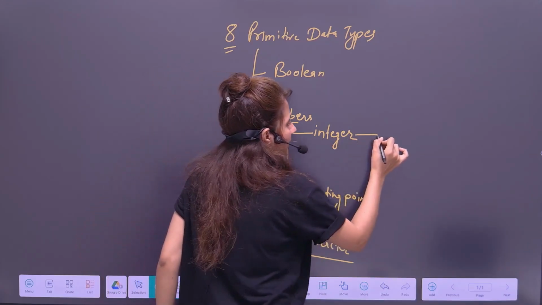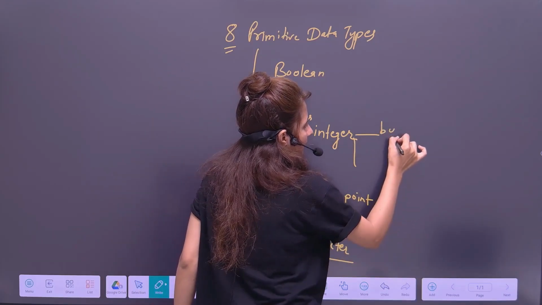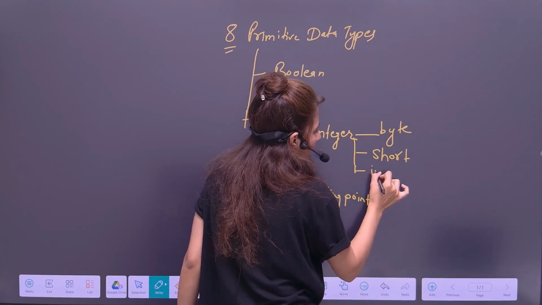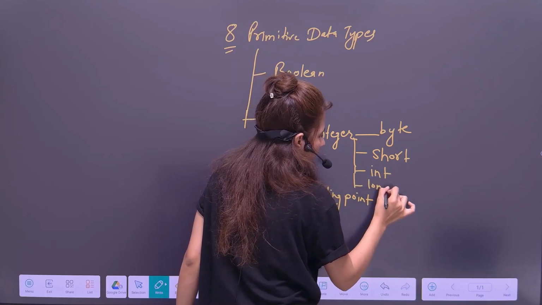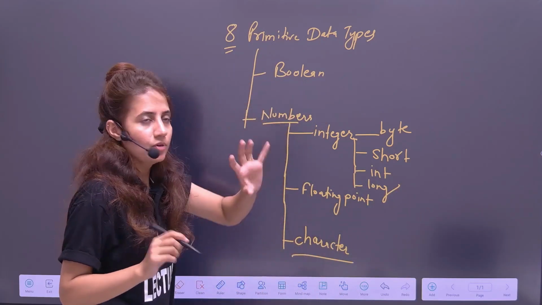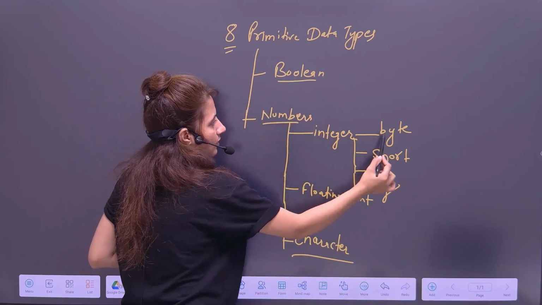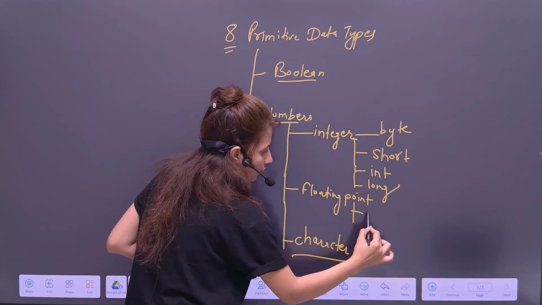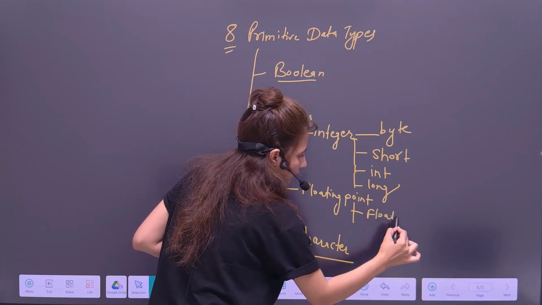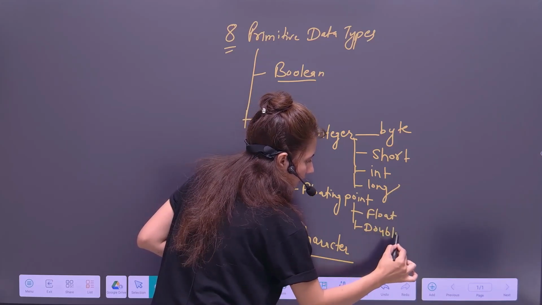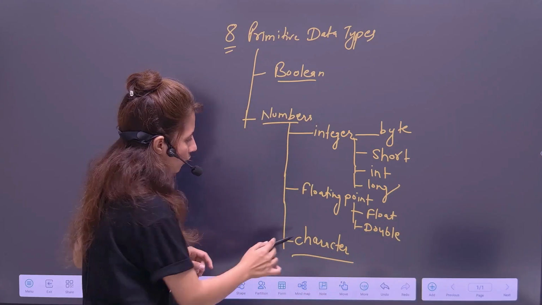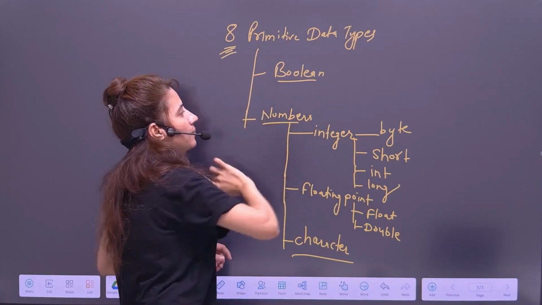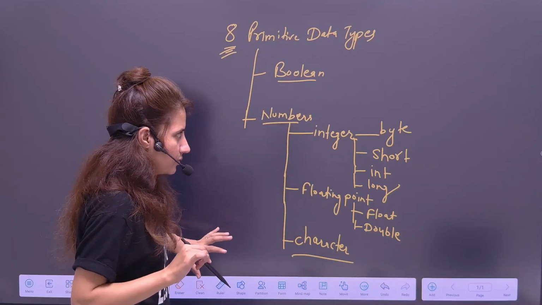Now, integer again has 4 categories: byte, short, int, and long. So basically we have 8 primitive data types: Boolean first, then byte second, then short, int, long, and in floating point we have float and double, and one is character. So like this we have 1, 2, 3, 4, 5, 6, 7, 8 primitive data types in Java. So one by one we'll discuss all these data types, right?